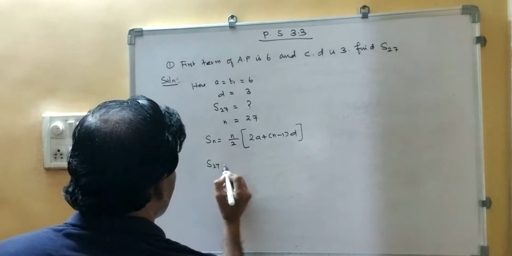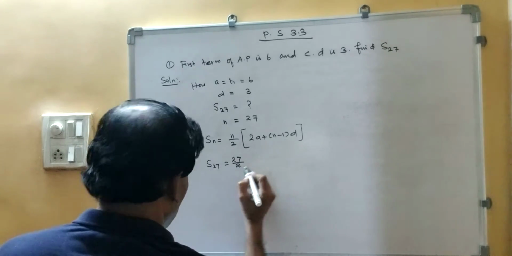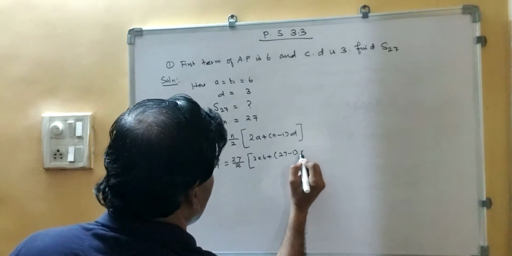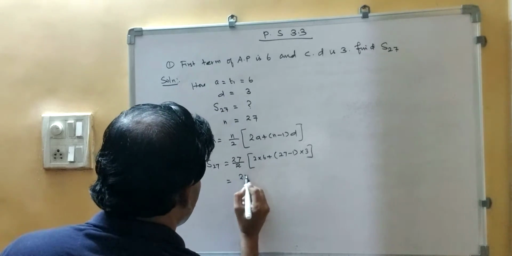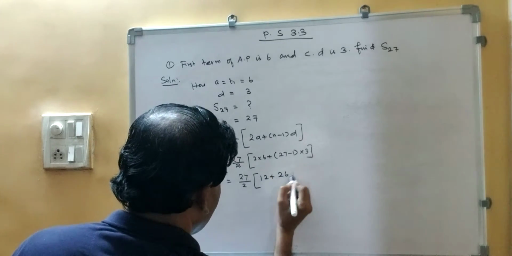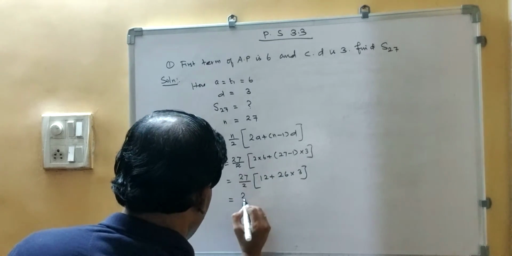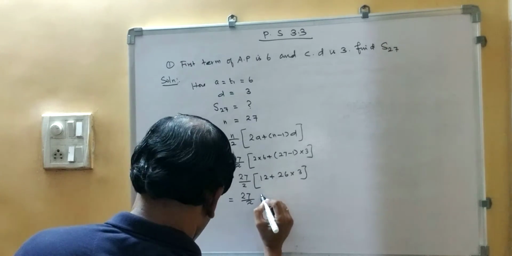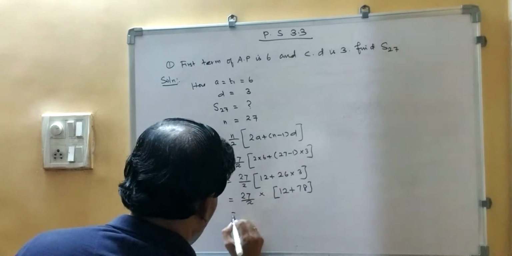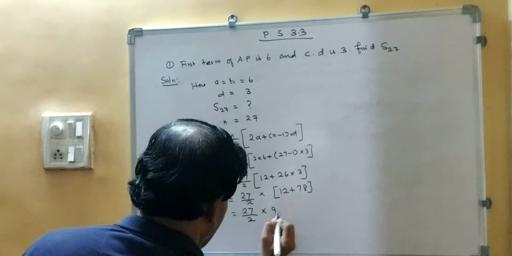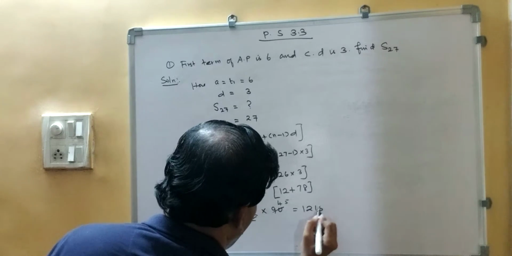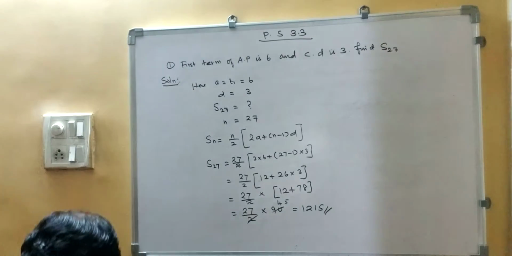So S27 equal to 27 upon 2 into 2 into 6 plus 27 minus 1 into 3. So 27 upon 2 into 12 plus 26 into 3. So 27 upon 2 into what will you get? 12 plus 78. So 27 upon 2 into 90, which is 45 times 27. So you will get 1215. Very simple it is. Okay.